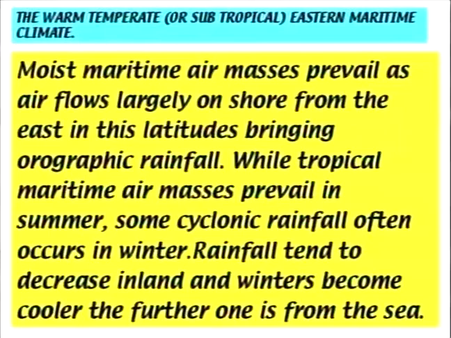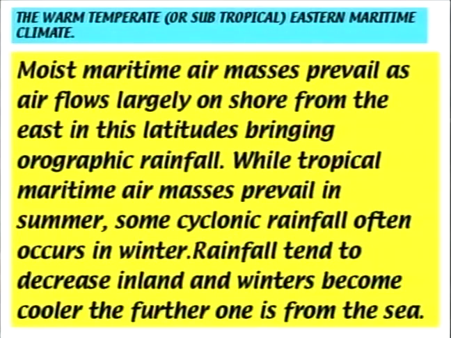Okay, we'll move on. Other information on the warm temperate eastern maritime climate. The moist maritime air masses prevail as air flows largely onshore from the east in these particular latitudes, bringing orographic rainfall. While tropical maritime air masses prevail in summer, some cyclonic rainfall often occurs in winter, and rainfall tends to decrease inland, and winters become cooler the further one is from the sea.